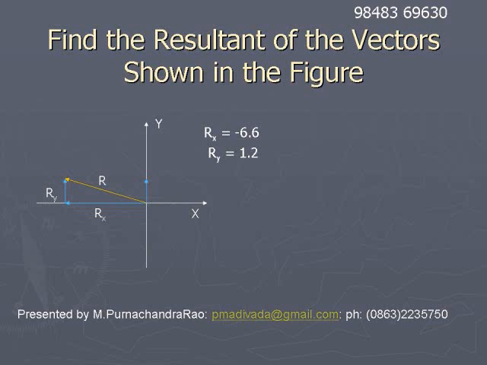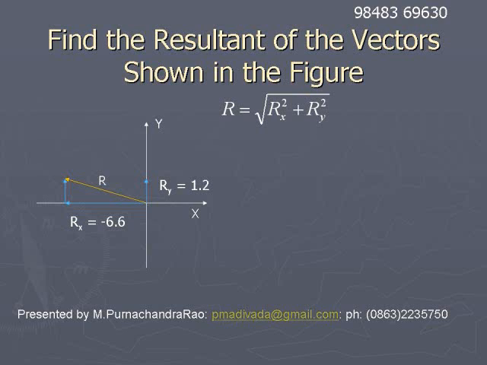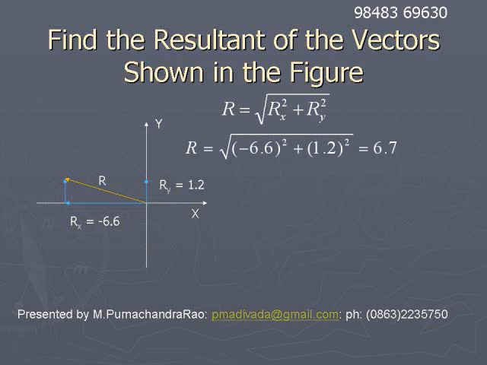Now let us try to find the magnitude and direction of R. We know that R is equal to square root of Rx square plus Ry square, where Rx is the x component and Ry is the y component. So that is equal to square root of minus 6.6 whole square plus 1.2 whole square. On simplification, it will be equal to 6.7. This is the magnitude of R.